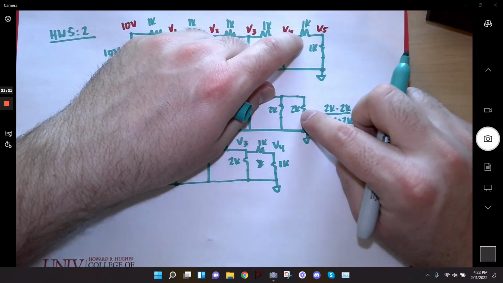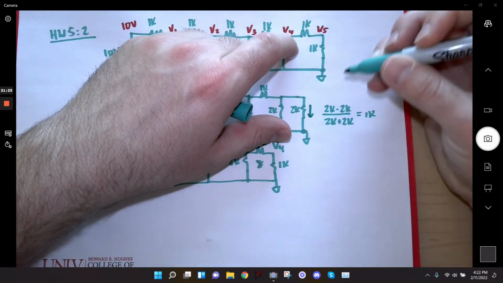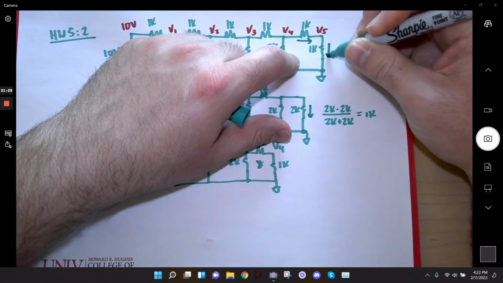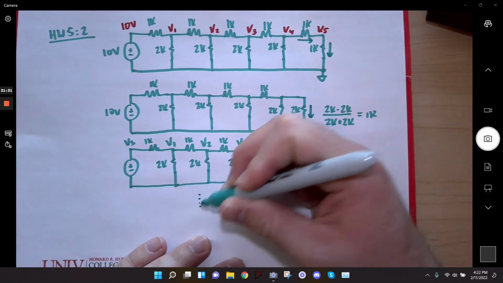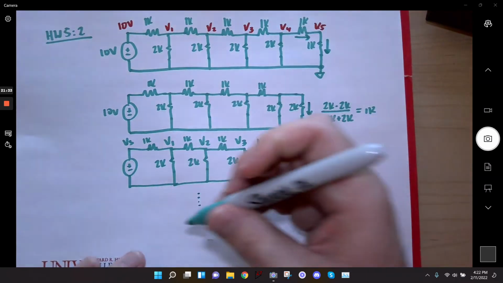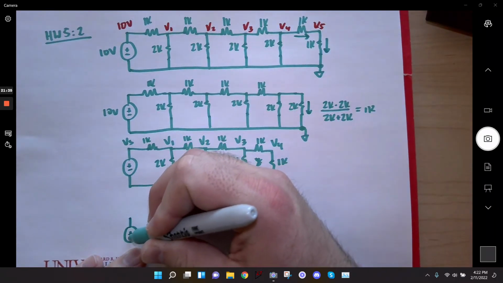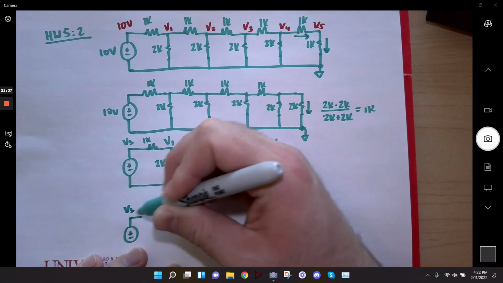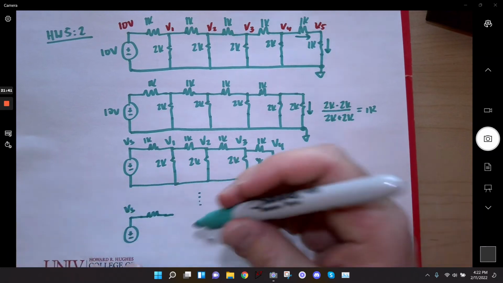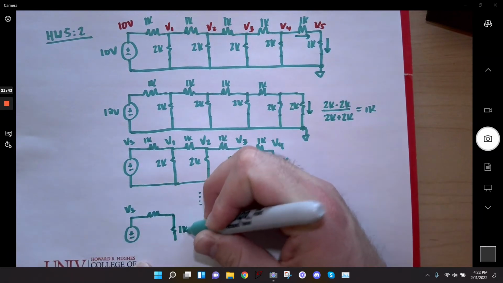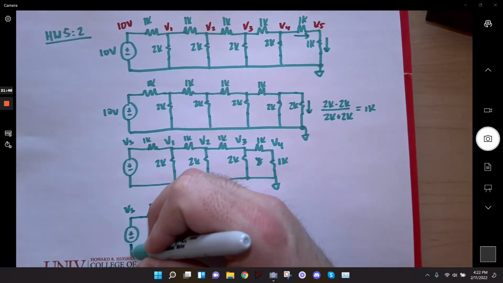So if I find the current flowing through this 2K, then that would be the same current flowing through these 1Ks, and I could find V5, right? So basically what you're going to do is keep doing these equivalents all the way down until you get to the end, and then you're going to have Vs, you're going to have this 1K, and this entire equivalent, again, is going to end up as just another 1K. And what you'll get is something that looks like this.